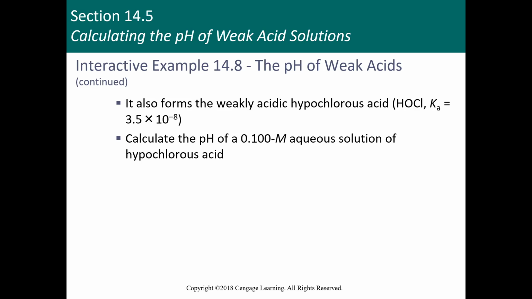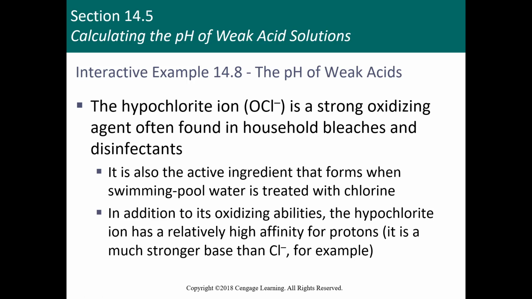It also forms weakly acidic hypochlorous acid, HOCl, which has a Ka of 3.5 times 10 to the negative 8. So if you calculate the pH of a 0.1 molarity aqueous solution of hypochlorous acid, that's going to be our problem right here, by the way, if you're wondering. Yes, there was a little bit of buildup for that one, wasn't there?